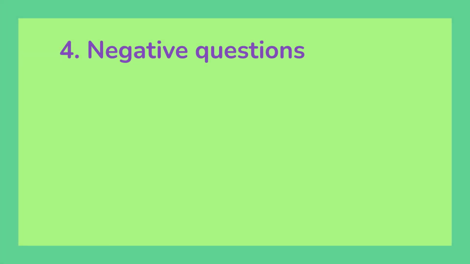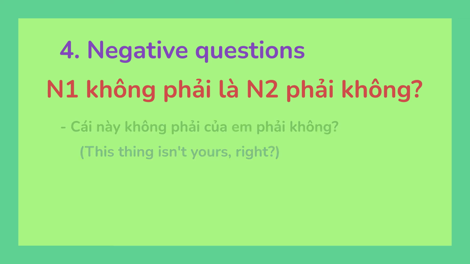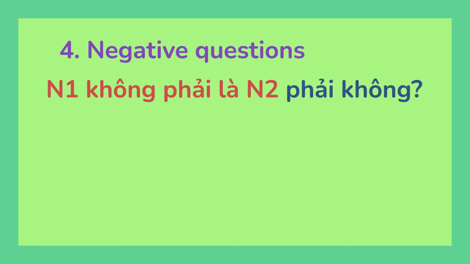Number 4. Negative questions. Noun number 1 không phải là noun number 2, phải không? Unlike the positive questions, the negative questions are simple because they are a combination of a negative sentence, noun number 1 không phải là noun number 2, and a tag question, phải không? For example, cái này không phải của em phải không? You could also substitute the tag question phải không with the phrase đúng không or with the word hả.